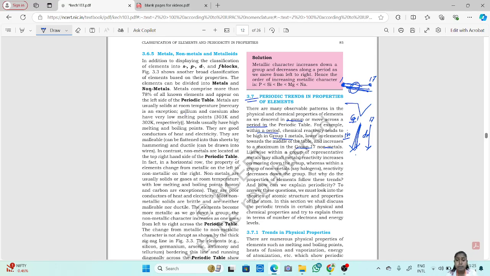To answer these questions, we must look into the theories of atomic structure and the properties of the atom. To understand why there is this increase and decrease, we have to understand the structure and properties of atoms. In this section we shall discuss the periodic trends in certain physical and chemical properties and try to explain them in terms of the number of electrons and energy levels. So we will see some trends in the periodic table, on what basis those trends are set, and what affects these trends, either the number of electrons or the energy level.